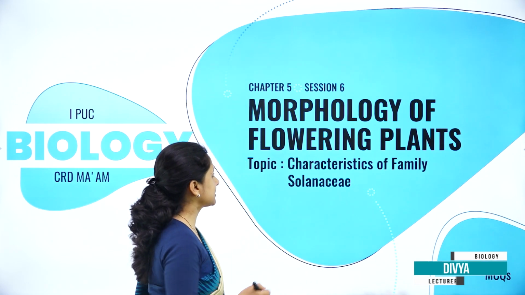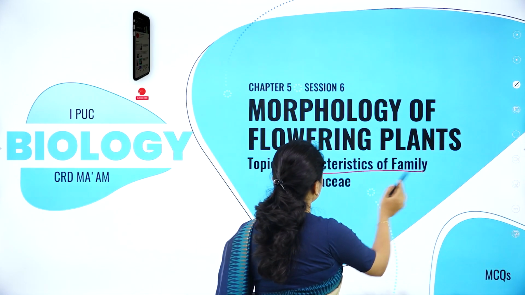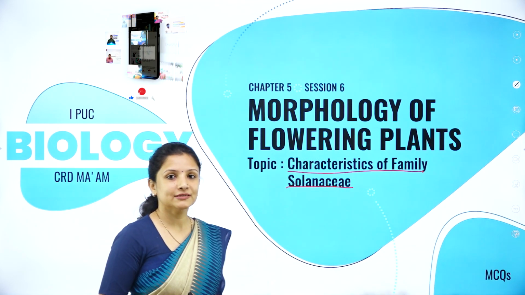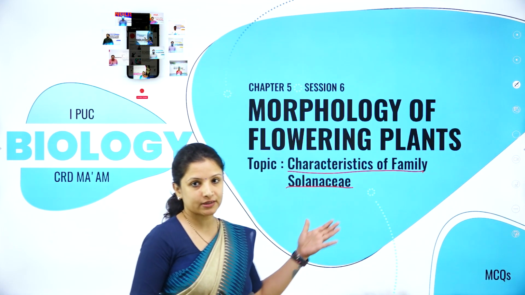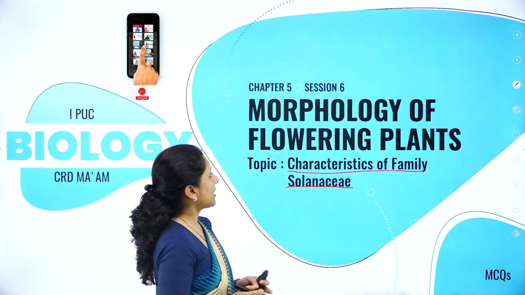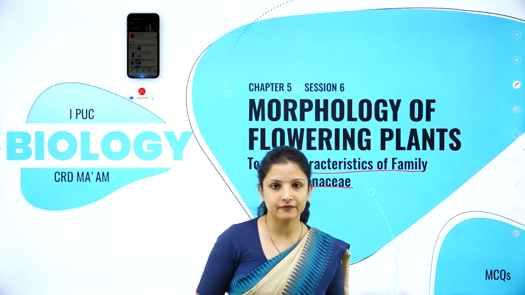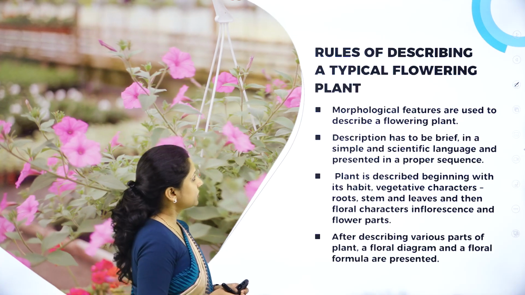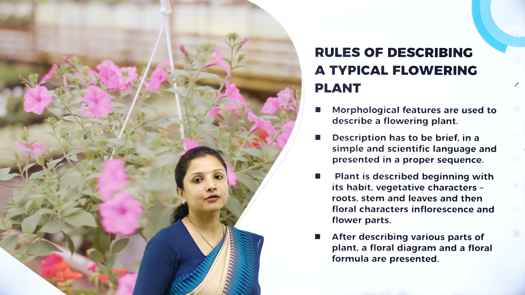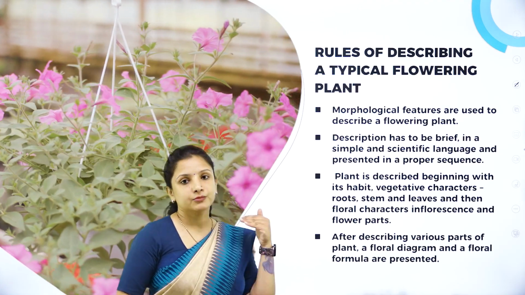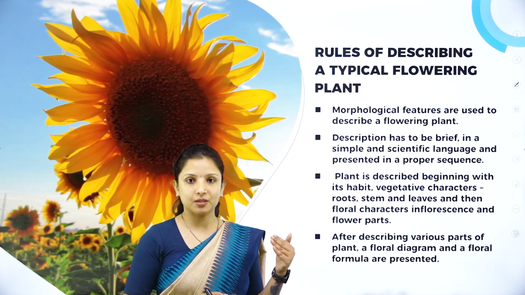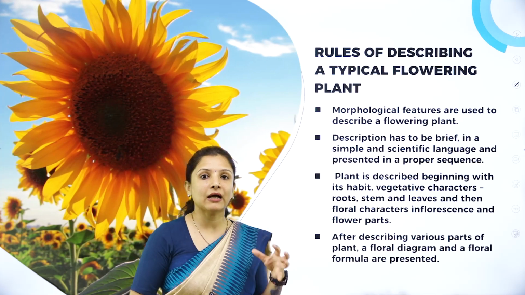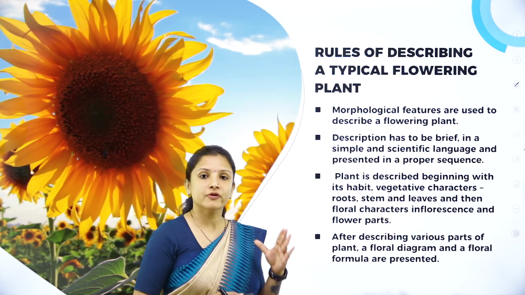So in this session, let us learn about the characteristics of the family Solanaceae, which is also called as potato family. And along with this, we'll learn some of the symbols used for describing the plant under chapter 5, that is Morphology of Flowering Plants, and learn some of the MCQs regarding this topic. So to begin with, before learning about the family Solanaceae, we need to describe that particular plant, right? So to describe the plant, we have certain rules that are set which we need to follow.